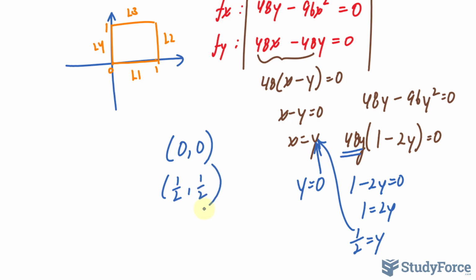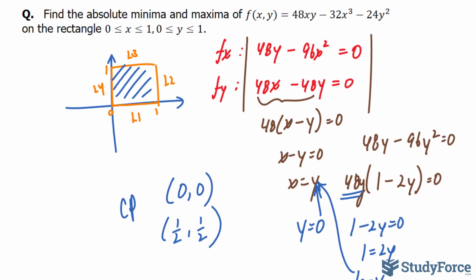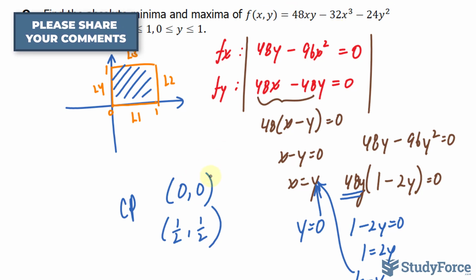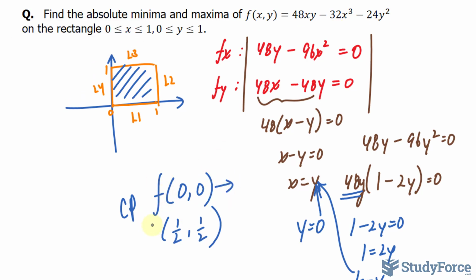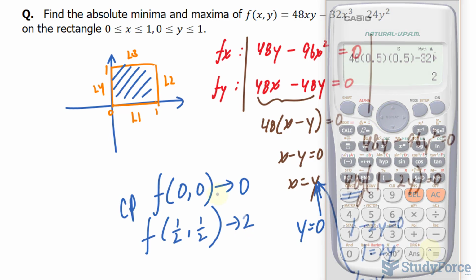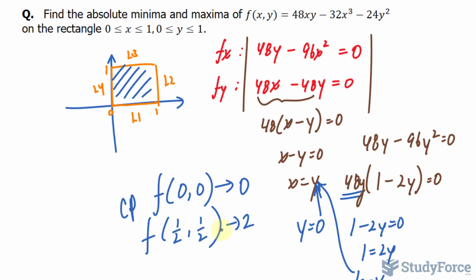Unlike in question number 1, our critical points actually fit within this region. Therefore, you have to now evaluate the function at these critical points and get an output, because that could potentially be a minimum or a maximum. Substituting 0 into your function, all three terms become 0. So the output is 0. And the output, if you substitute halves into f, you get 2. In case you're curious, the calculation is shown on your calculator. So this is a potential minimum, and that's a potential maximum so far.